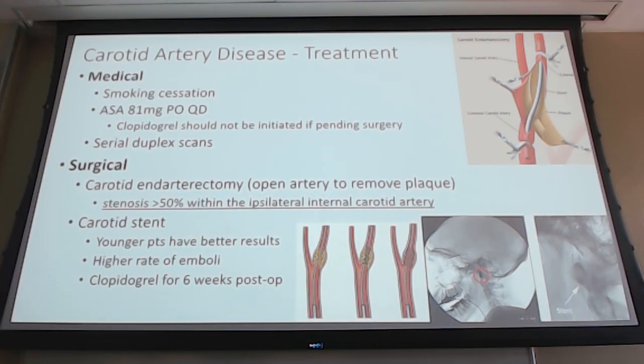If you are a younger patient, if you have a higher rate of emboli, we can do a carotid stent, okay, which you can see in this picture here. Basically, we neuro-IR will place a wire through the middle of the clot, push out this stent that kind of pushes all the plaque to one side, and the stent stays in place. But the patient will be on Plavix for at least 6 weeks, if not longer.